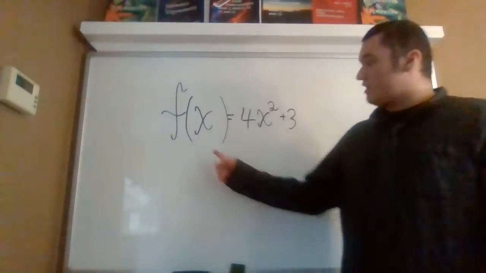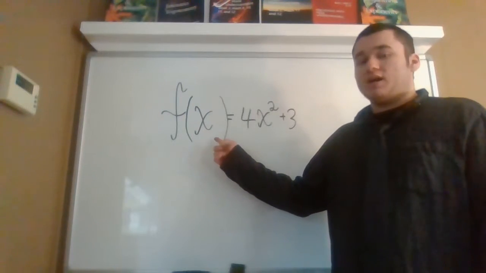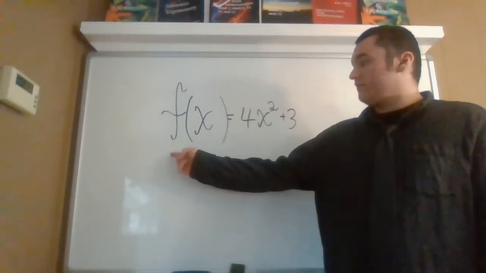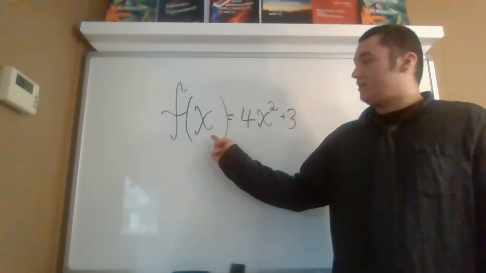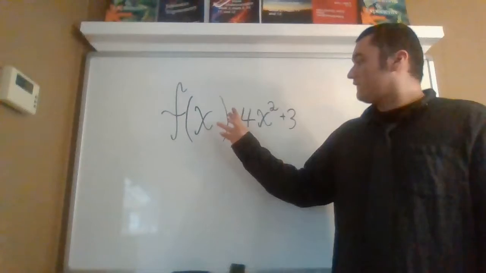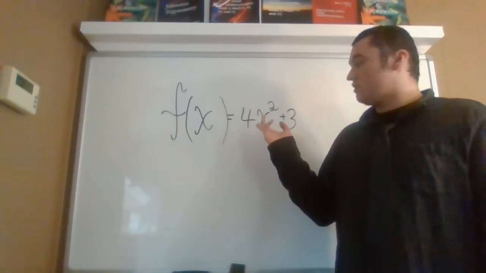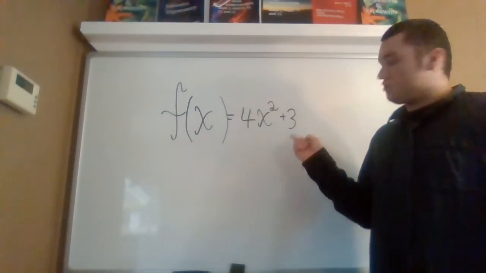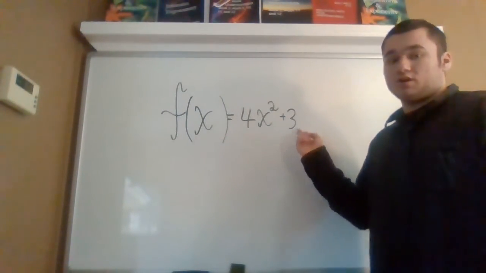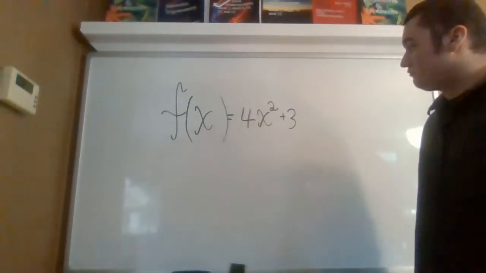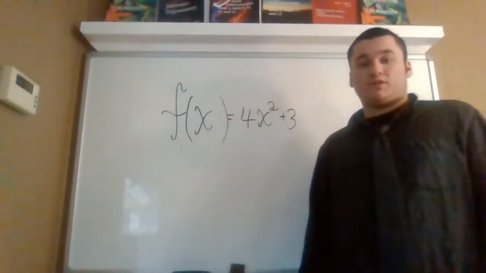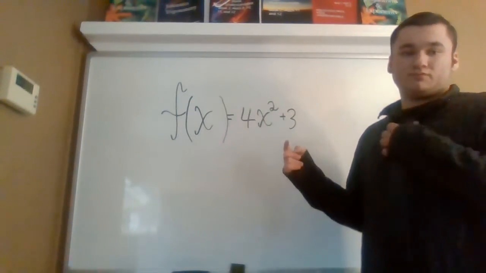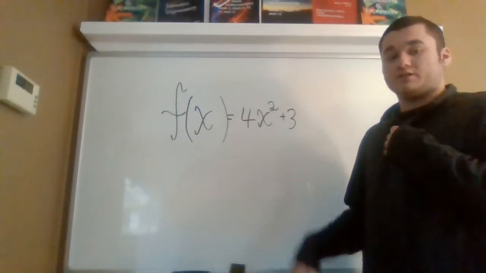So as you can see, it says f of x, and f of x means that our output depends on our input x. So f is the function of x, because f depends on x, and your x is your input variable, and over here the function is 4x squared plus 3. This is what our function equation is. And this is a quadratic function, because it's got a variable with a degree of 2. So it's not a linear function, it's quadratic.